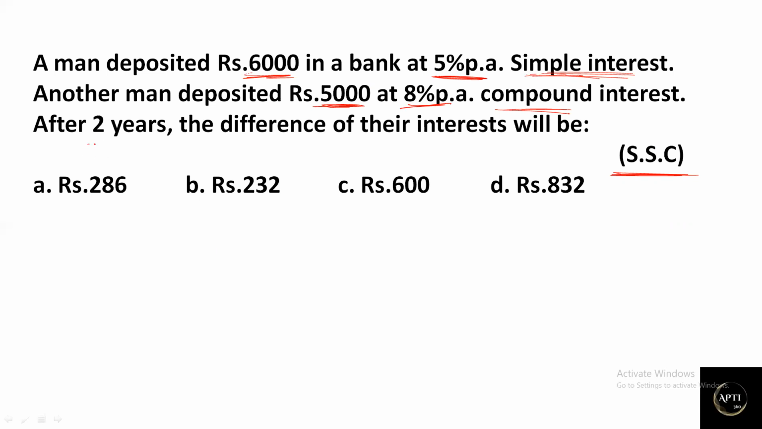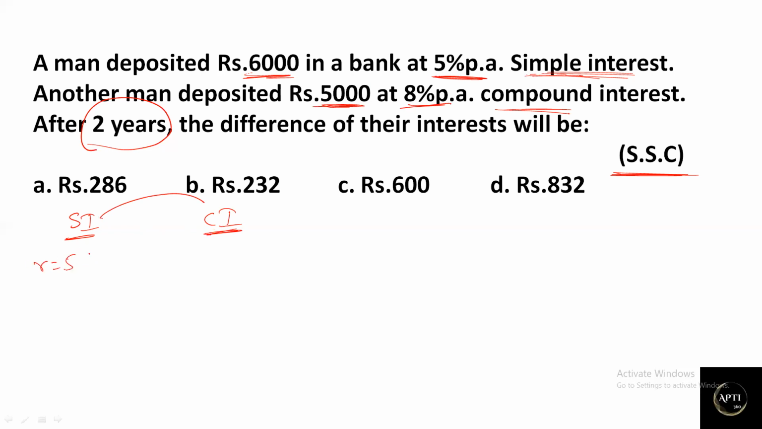But what is the time period? 2 years for both the conditions. Simple interest for 2 years, compound interest for 2 years. After 2 years, what will be the difference of their interest? The only thing you need to do is calculate the simple interest after 2 years and the compound interest after 2 years, then just take the difference. That's it. Now we'll calculate under simple interest.